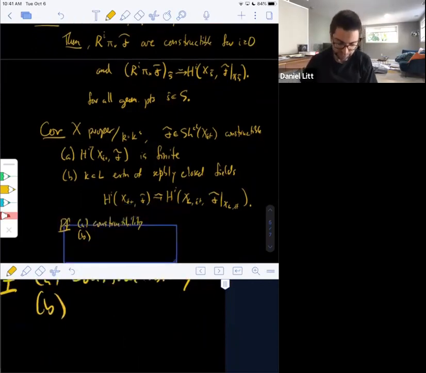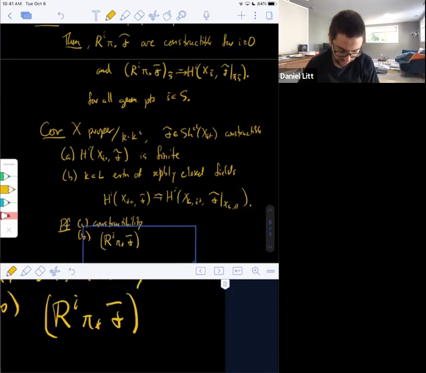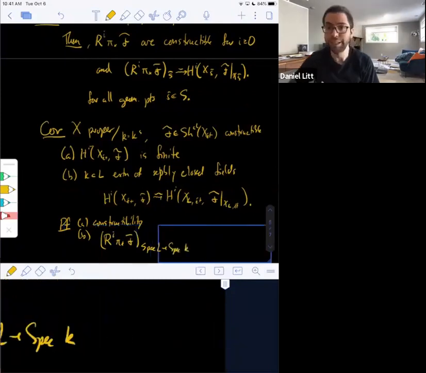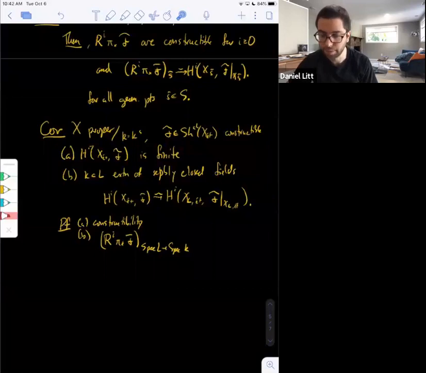So if you'd like, we can think of this group as the stalk of R^i pi lower star F along our map like Spec L to Spec K. Okay, but now we're taking the stalk of a constant sheaf, right? And that's just a constant group. So in particular, we're trying to compare these groups for different geometric points s bar of Spec K. But that's just taking the stalk of this constant sheaf on Spec K. All right. Was that clear? Do you guys want me to say more about that?